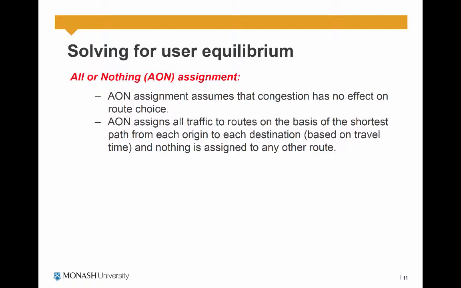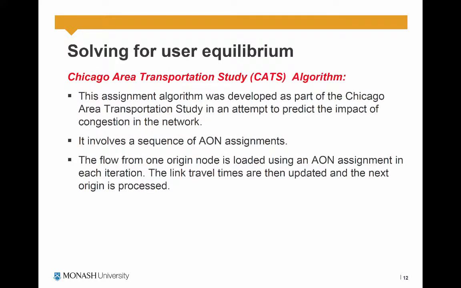So what you do is you calculate, based on the free flow travel times, what the shortest path is between an origin and destination, and then you assign all the traffic to that single path. A little bit more advanced algorithm is the Chicago Area Transportation Study, or CATS algorithm. This algorithm was first developed in the Chicago area for a study of the impact of congestion in the network a couple of decades ago.